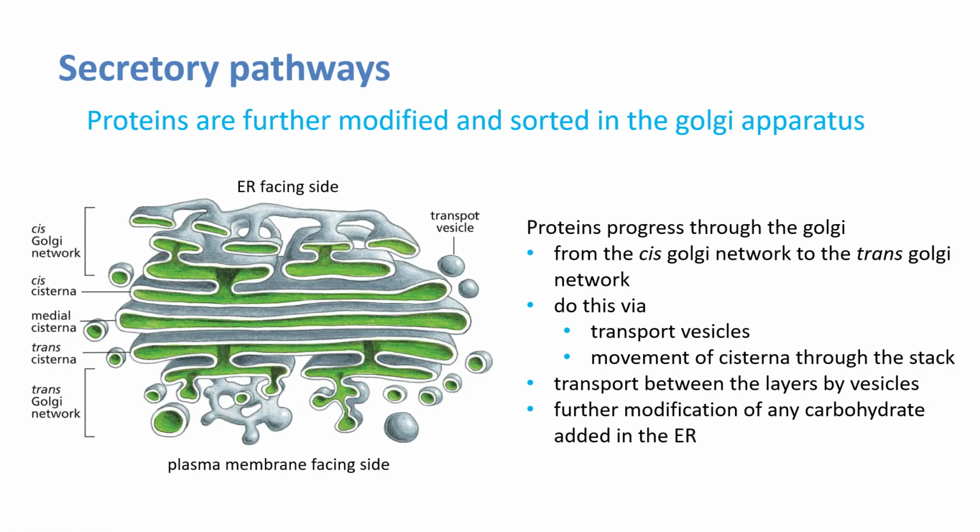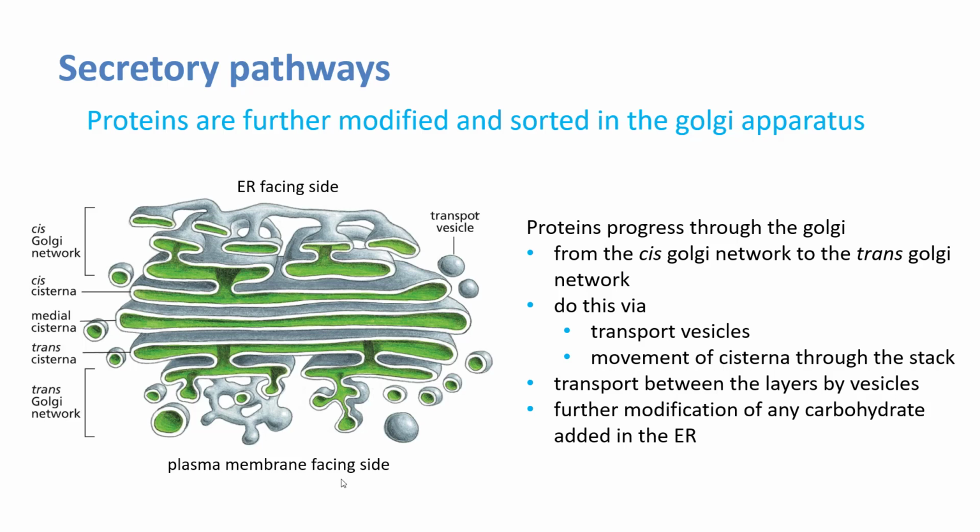Once the proteins pass this checking in the endoplasmic reticulum, they are budded off into transport vesicles, membrane-bound vesicles, and transported to the Golgi network. Now, the Golgi network is a really complex structure. We can see here on the left, it has a series of folding membranes. The ER-facing side of the Golgi network is known as the cis Golgi network. It gradually works through the cisterna, the cis, medial and trans cisterna, until it gets to the trans-Golgi network, which is on the plasma membrane facing side of the Golgi network.